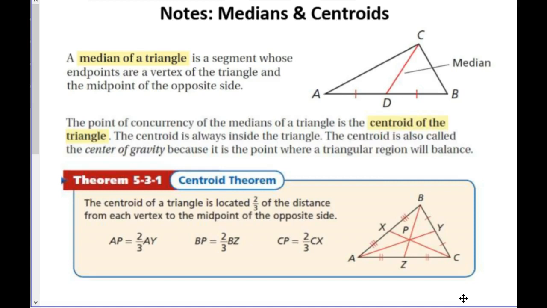All right, so median of a triangle. On our warm-up, those lines we were drawing are called medians because it goes from a vertex to a midpoint. Underline vertex, midpoint. So from now on, when I say median, you're going to know that it connects a vertex corner to a midpoint on the segment across.